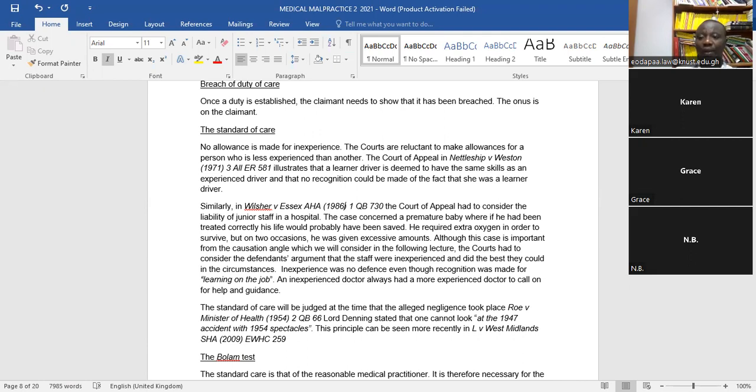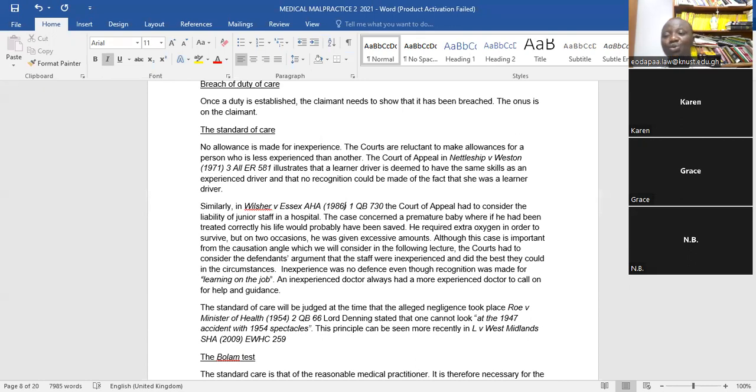So the takeaway from Wilsher against Area Health Authority is that, yes, much as the court recognized that learning on the job is permissible, it is no defense when a case of negligence has been brought to argue that the particular healthcare professional was inexperienced. And for that matter, the inexperience should not be a mitigating factor regarding the liability of that professional. That is no defense at all. So let us keep that in mind.